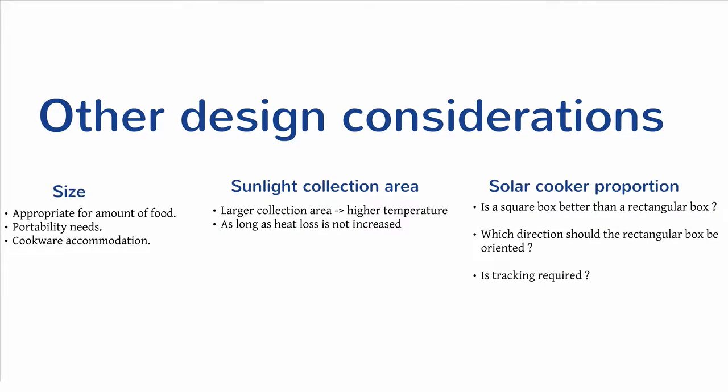Of course, there are other design considerations as well. Size: what amount of food? Does it need to be moved around easily? Cookware: people like to cook in certain kinds of pots, certain shapes need to fit in. That's, by the way, related to cultural issues, right? Different parts of the world cook differently, obviously. Select collection area: a larger collection area gives you higher temperatures, so the heat loss is not increased, as we saw before. The solar cooker proportion. Okay, so these are interesting questions. Is a square box better than a rectangular box?